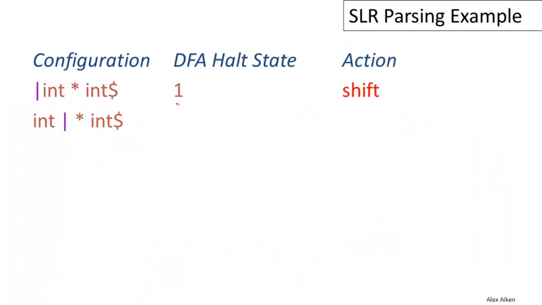So to summarize, on the initial configuration of the parser, the DFA halts in state 1. It never even gets out of state 1. It starts there and ends there without reading any input because the stack is empty. And the action that state tells us to do is to shift. So that leaves us in the following state. There's an int on the stack, and we have a times coming up in the input.